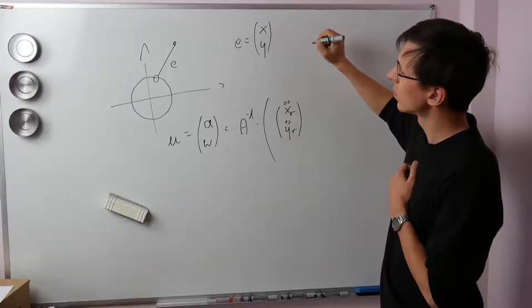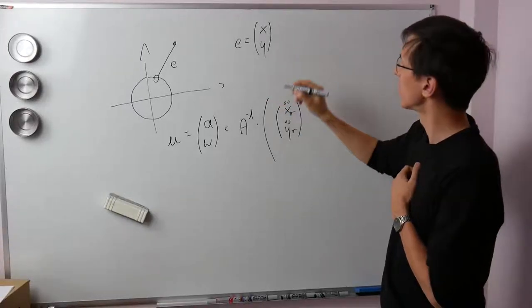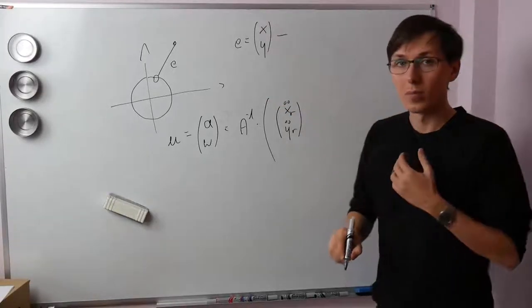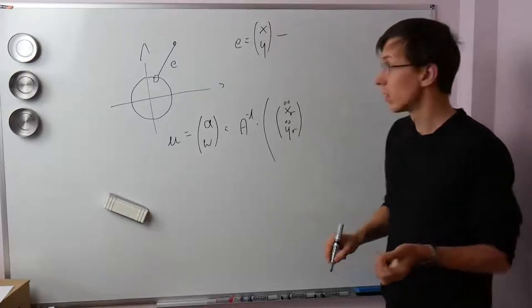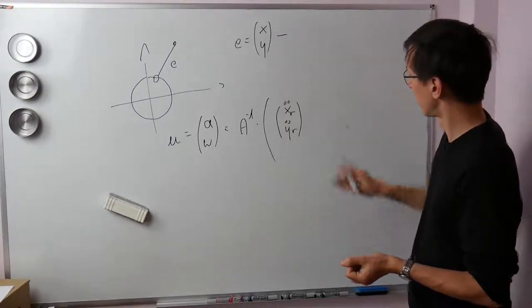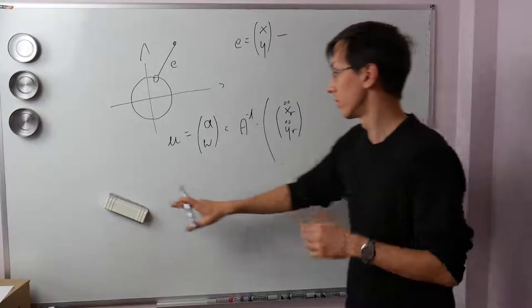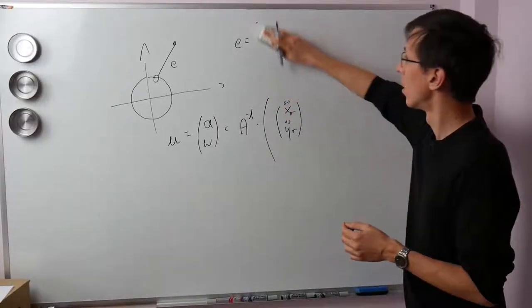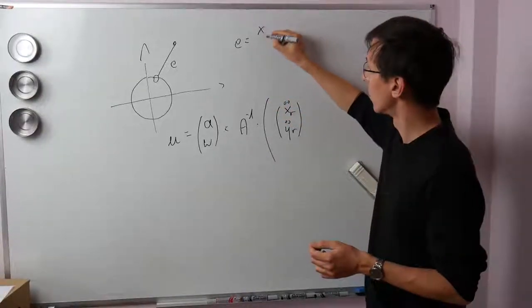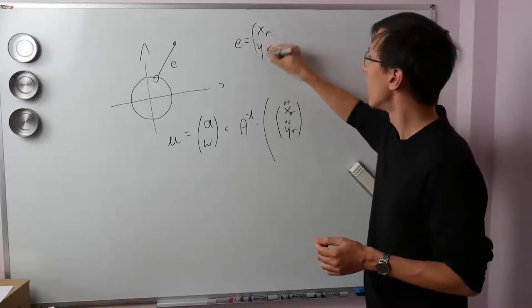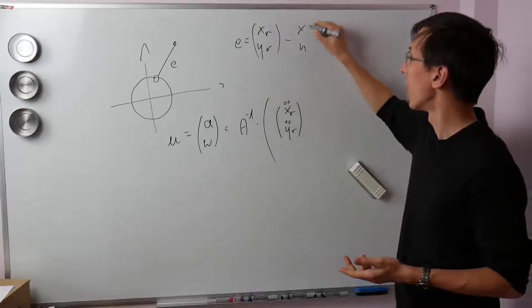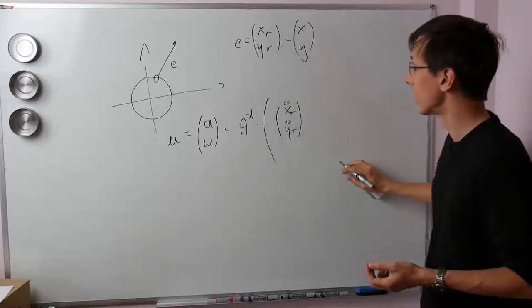If this is an error, this is an error between your current position. Am I writing this in the right way? I think so. Current position minus the reference. Oh no, sorry, I changed the order. Reference minus the current, of course. Well, both can be used, but you will need an additional minus sign in the result.